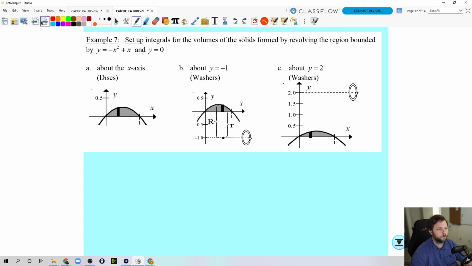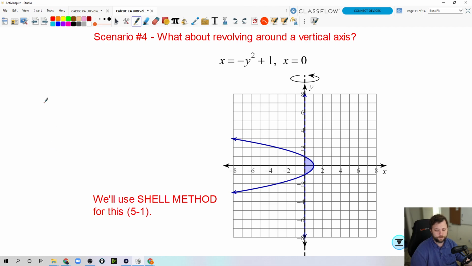I don't need to do the sideways. Oh, shell method. We're not worrying about that one right now.